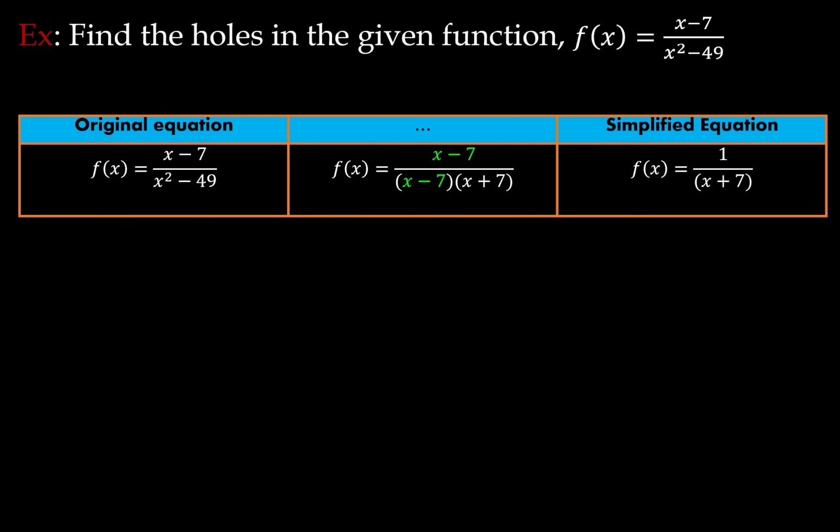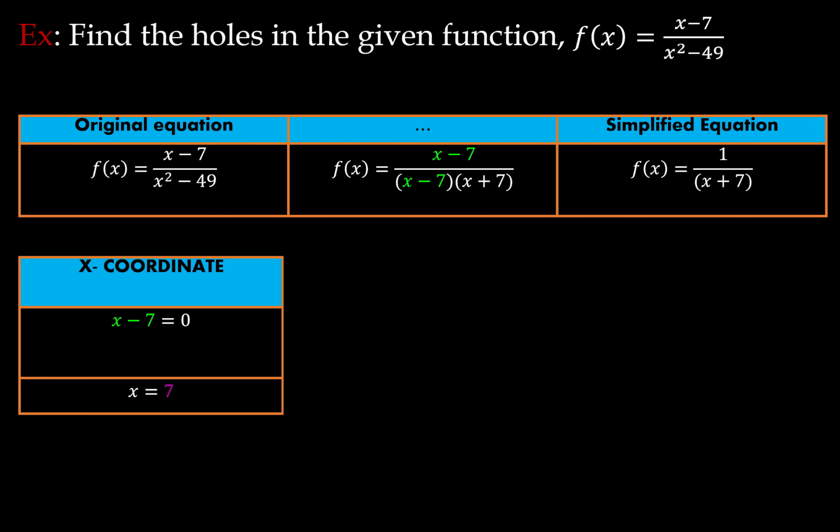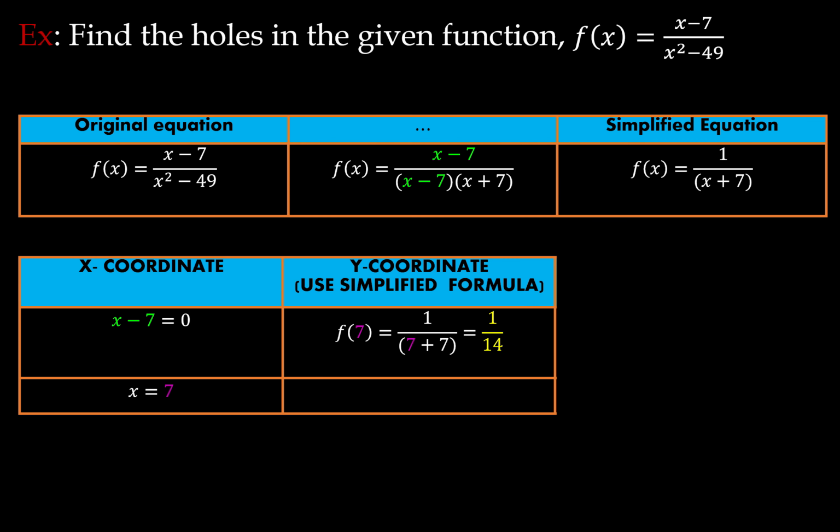So where is the hole in this function? To find the x-coordinate of the hole, we have to find the value which makes the cancelled term equal to 0. So if we set x minus 7 equal to 0, we find that the x-coordinate of our hole is at x equals 7. So now how do we find the y-coordinate of our hole? I do this by inputting my x-coordinate, 7, into our simplified function.